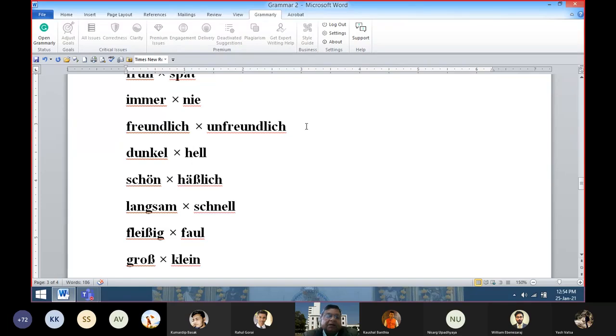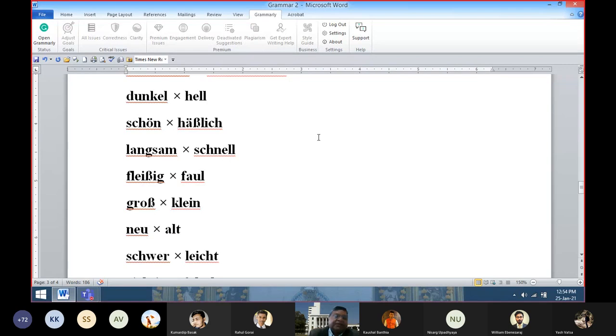Schnell, fast. Fahren has another meaning. Fahren means to travel; the second meaning of fahren is to drive. So ich fahre das Auto langsam, I drive the car slowly. Ich fahre das Auto schnell, I drive the car very fast. Sehr schnell, very fast. Similarly, fleißig and faul. Er ist fleißig, he is hardworking. Er ist faul, he is lazy.